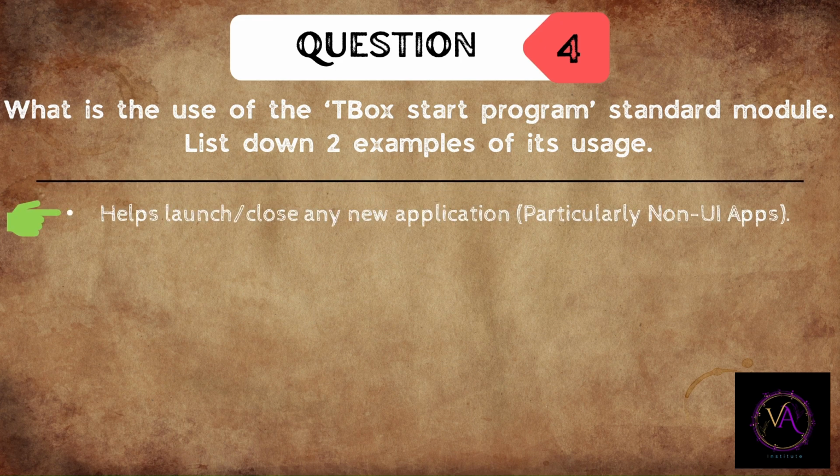Now, to answer this, it helps us launch or close any new application, particularly non-UI application. If you have command prompt or any of the non-UI application, if you take command prompt, it does not have any UI. You can't scan it with our normal module scan. No, it requires a separate scanning called Vision AI. So that's a separate licensing inside Tosca. You explain all these details in the interview. So if we don't have Tosca Vision AI license, then we have to go for Tosca launch. I mean, for those applications, we use TBox start program.